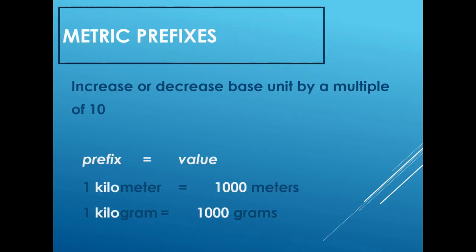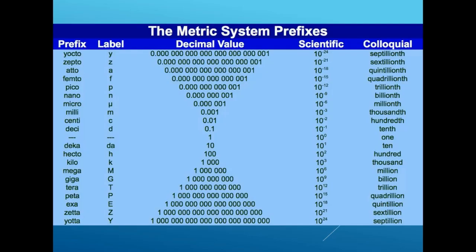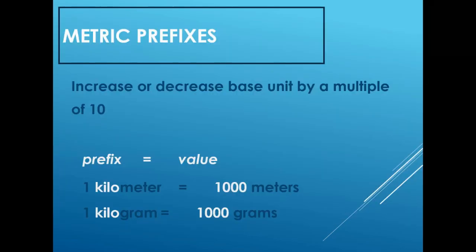So metric prefixes increase or decrease a base unit by a multiple of 10. For example, kilo means 1,000. So putting the prefix kilo in front of a base unit increases the value of the base unit by 1,000. This allows us to convert between units in the metric system. So if we need to use a measurement that is more than a meter, we could use a kilometer.